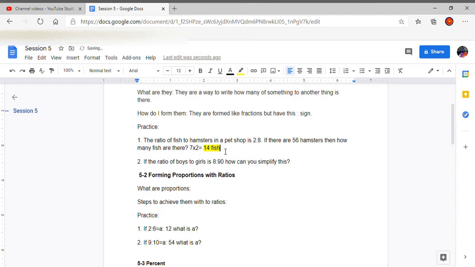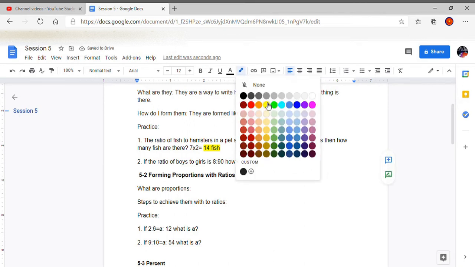Okay. Number 2. If the ratio of boys to girls is 8 to 90, how can you simplify this? So you can simplify it by dividing both numbers by the same number. So the greatest common factor of these numbers is 2. So you can divide both sides by 2. 8 divided by 2 is 4. And then 90 divided by 2 is 45. So the simplified ratio is 4 to 45.